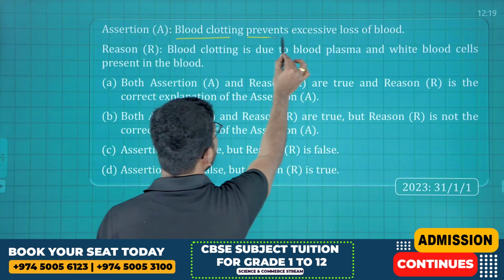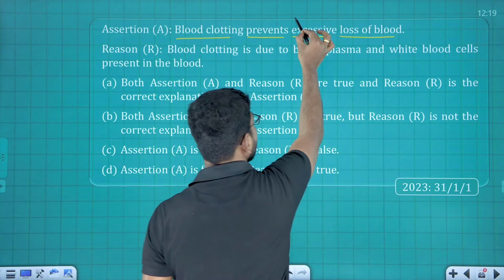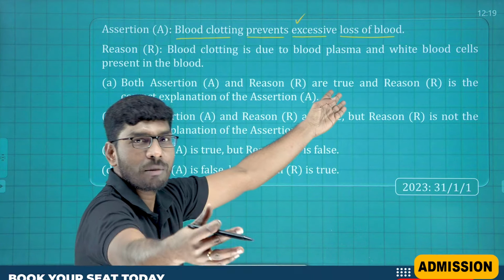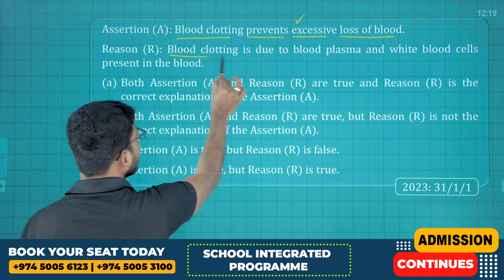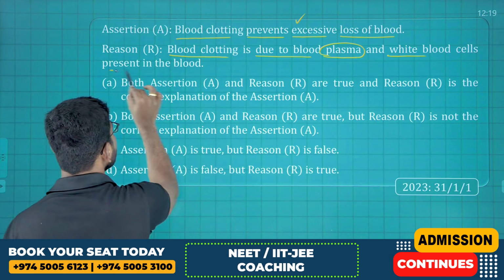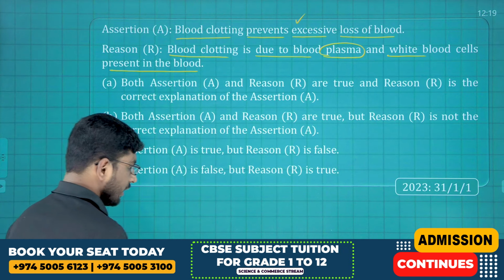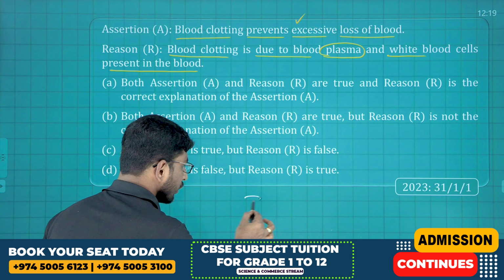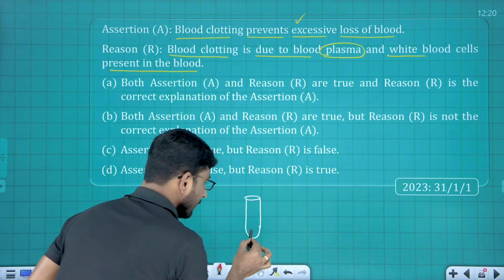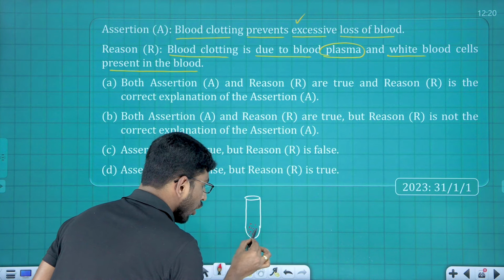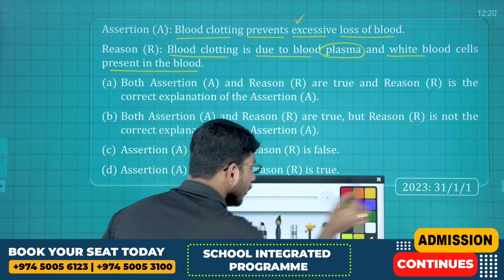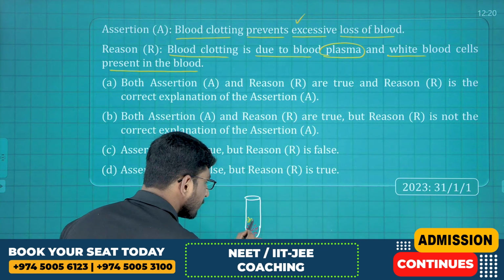Blood clotting prevents excessive loss of blood. Correct. The statement is correct. Next: blood clotting is due to plasma and white blood cells present in the blood. If you look closely here, if I take a test tube of blood and keep it, after some time all the blood cells will settle at the bottom of the test tube and one pale yellow fluid will be on top of the blood. This is called what?